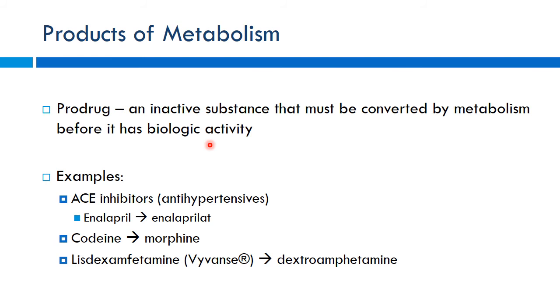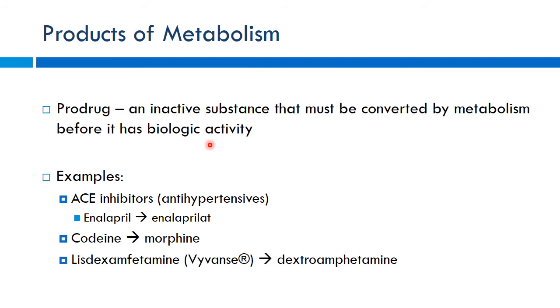Another actually good example of this, you guys are familiar with the drugs ACE inhibitors? Those are typically used for blood pressure, sometimes used for patients with congestive heart failure. Most of those actually come out as prodrugs as well. For instance, there's a drug called enalapril. Enalapril is the inactive form, and once it gets activated by the liver after going through the GI tract, it turns into enalaprilat. So you just put an AT on the end of it.